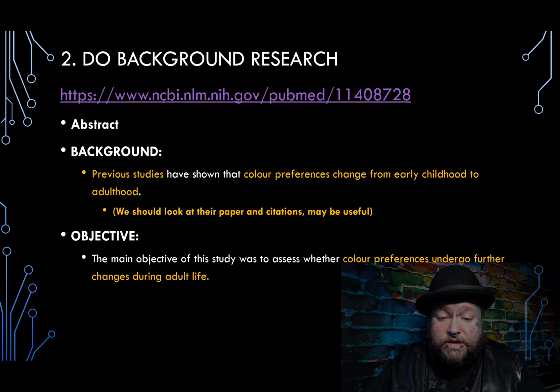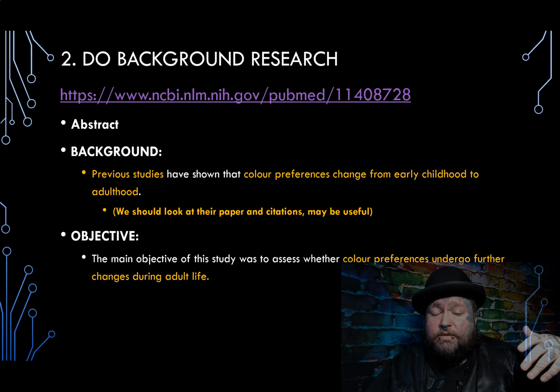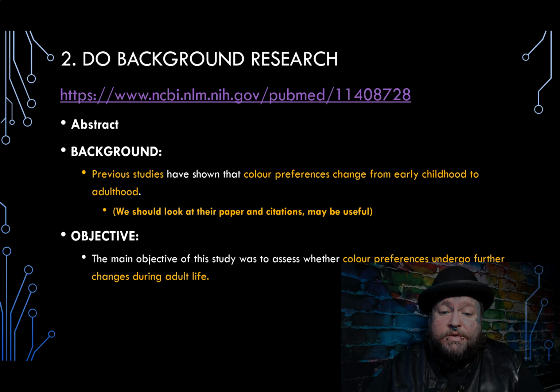So the objective of their study was to assess whether color preference undergoes further changes during adulthood. The previous studies they've seen did between child to adults. And so now I want to see, does this happen even further with adulthood, when it's not just, say, someone my age, but as you get older and older, does that keep changing? Which could be valuable for gerontology, looking at elderly individuals and what happens from there.